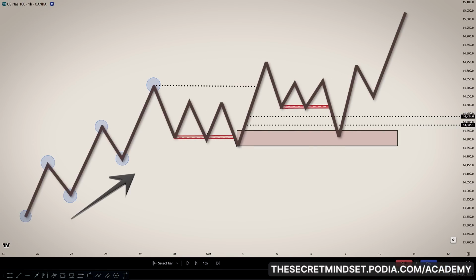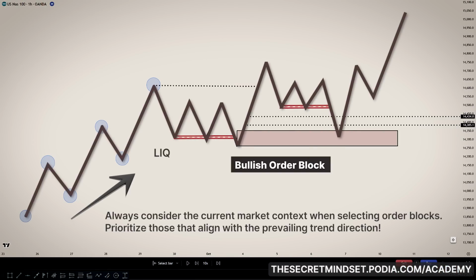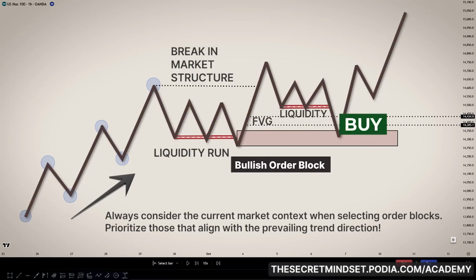Always consider the current market context when selecting your order blocks. Prioritize those that align with the prevailing trend direction and fall within the most recent price swing. In an uptrend, focus on bullish order blocks that form within the current upswing, rather than bearish order blocks from previous downswings.